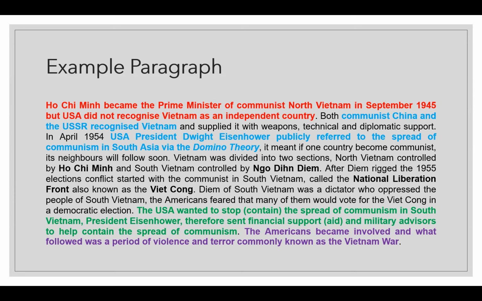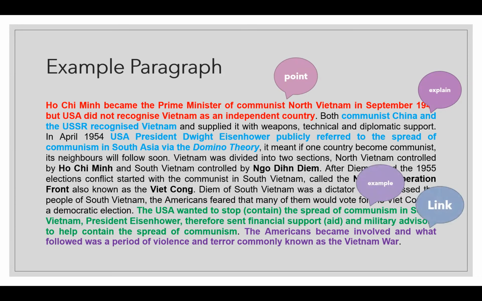Okay, so Ho Chi Minh became Prime Minister of Communist North Vietnam in September 1945, but the USA did not recognize Vietnam as an independent country. So here we go. This is our point. It also serves as a little bit of background. Both Communist China and the USSR recognized Vietnam and supplied it with weapons, technical and diplomatic support.